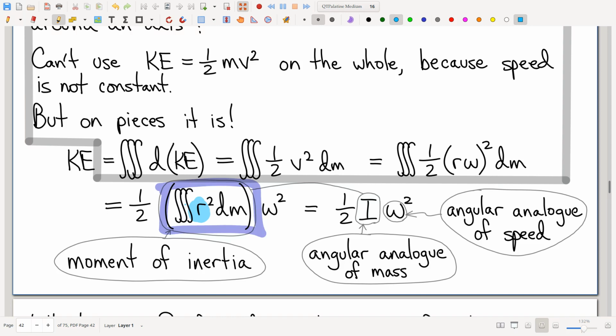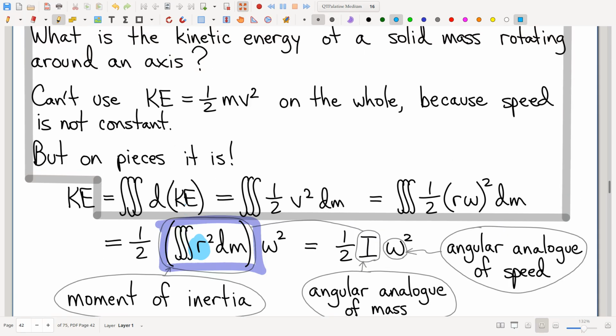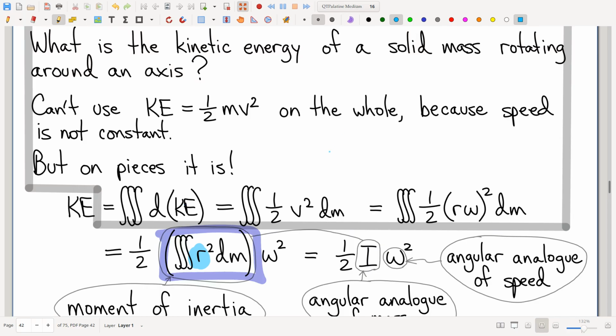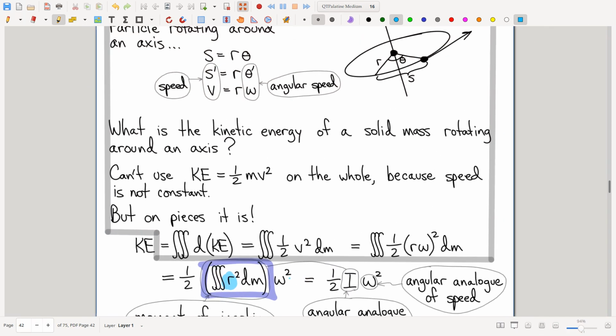We use R typically for cylindrical coordinates or polar coordinates, but not here. That's the weird thing about it. In this situation, we have used R as the distance from whatever little piece of mass you're looking at, wherever it is, to the axis of rotation. That's what R is, and it's going to be different in every example.